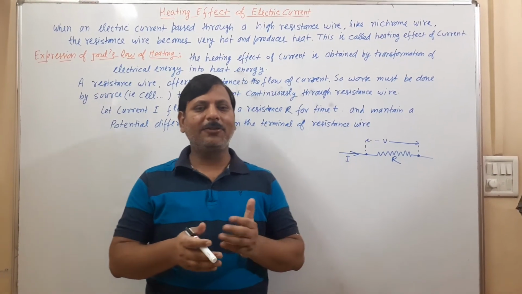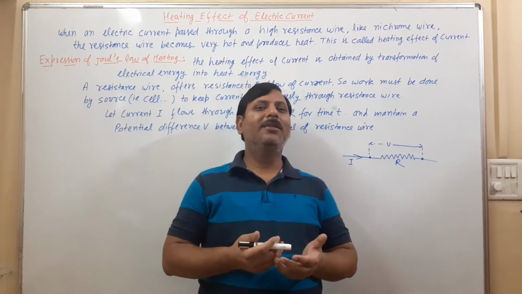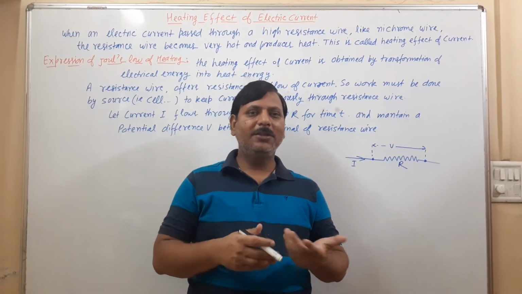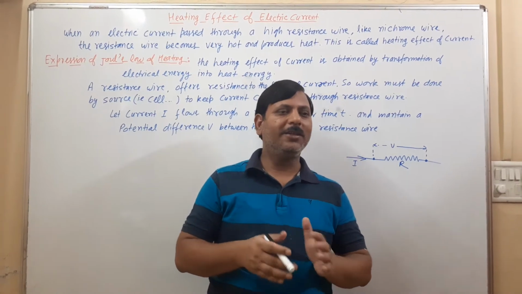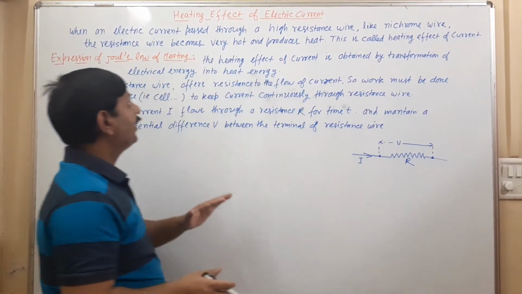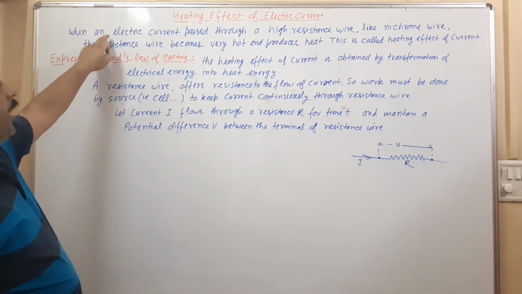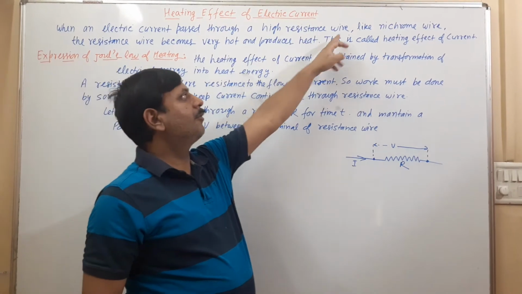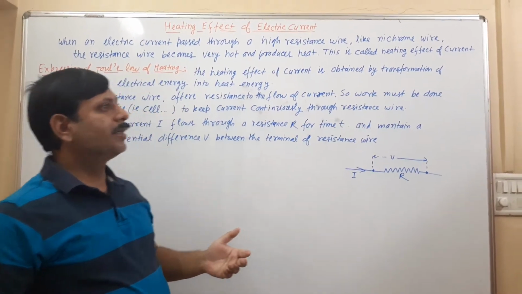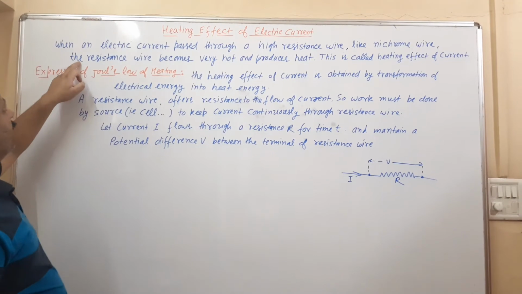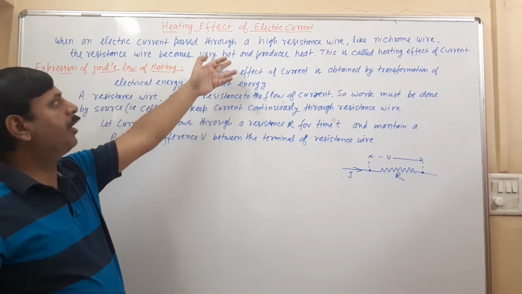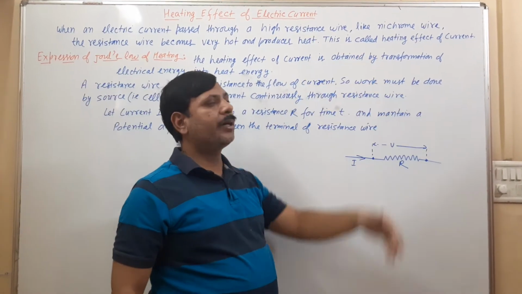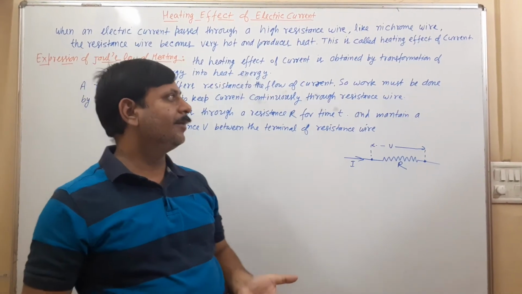In this process, electrical energy is converted into heat energy. So what is the heating effect of electric current? See here, when an electric current is passed through a high resistance wire like nichrome wire or tungsten wire, the resistance wire becomes very hot and produces heat. This is called the heating effect of current.